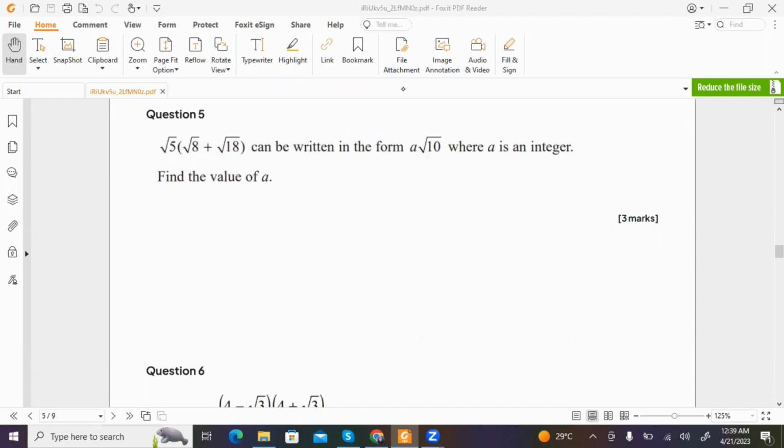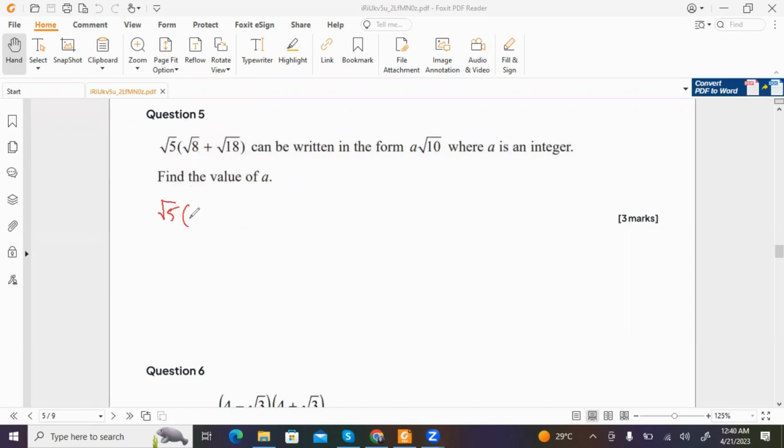Today we're going to do some advanced questions for surds. If we look at the first question, it says root 5 is being multiplied with root 8 plus root 18, and we have to rewrite this in the form a root 10, where a is an integer. So as you can see, we're going to expand brackets first.